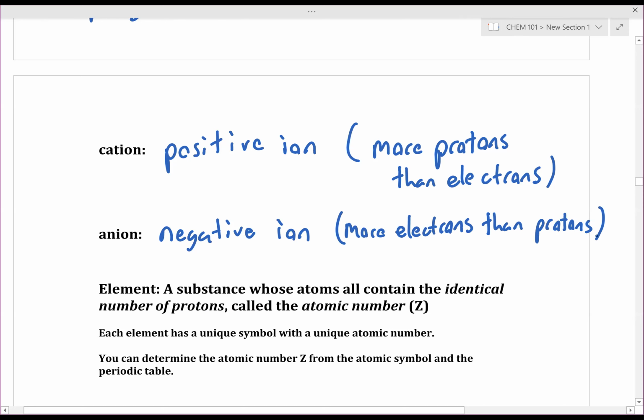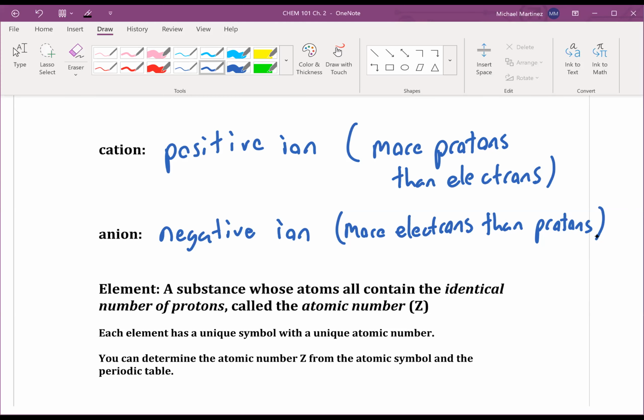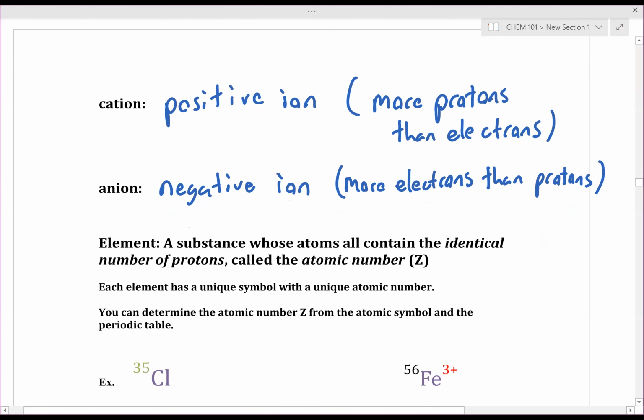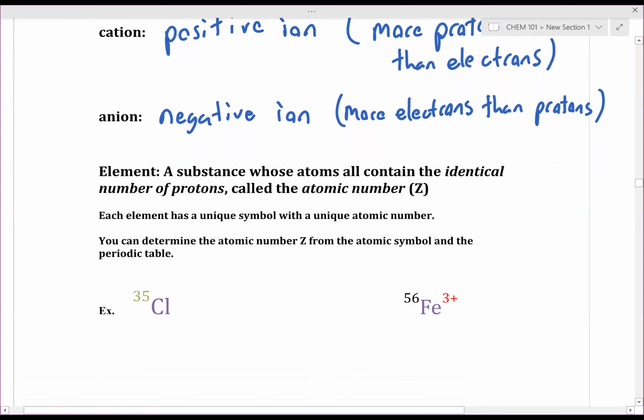Okay, now with all of these definitions in mind, we can utilize a much more user-friendly definition of elements using isotope notation. So the way I like to think of elements are substances whose atoms all contain an identical number of protons called the atomic number. So if two atoms have the same number of protons, the same atomic number, they're the same element.